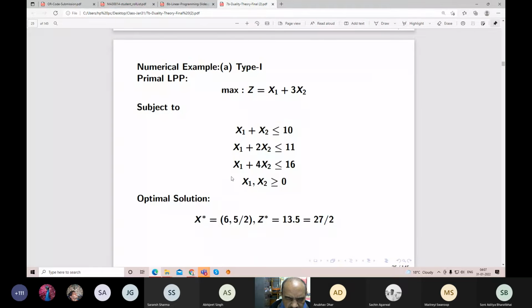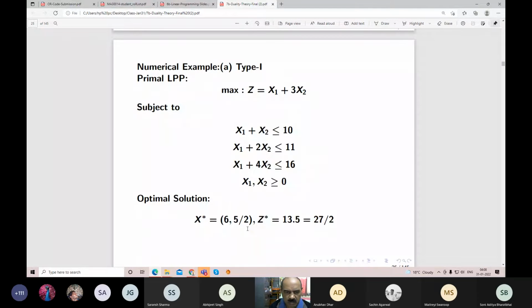Third one, X1 equal to 6 and X2 equal to 2.5. So X1 plus 4X2, the sum equals 16. What we observe is that the first one is not fulfilling the requirement with equality, only satisfying it. X1 plus 2X2 less than or equal to 11 is fulfilled. X1 plus 4X2 less than or equal to 16 is fulfilled. So we got the solution. This solution is certainly feasible, but how to guarantee that it is optimal? We have to test using duality theory.